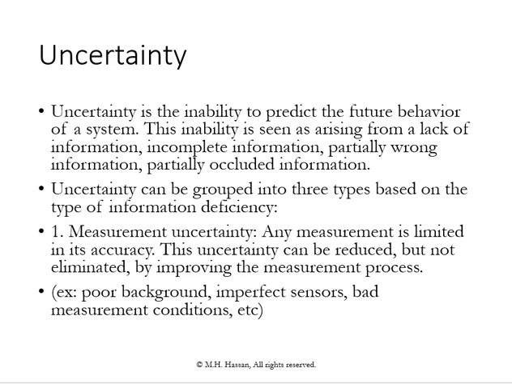1. Measurement uncertainty. Any measurement is limited in its accuracy. This uncertainty can be reduced but not eliminated by improving the measurement process. Example: poor background, imperfect sensor, bad measurement conditions, etc. all may generate measurement uncertainty.